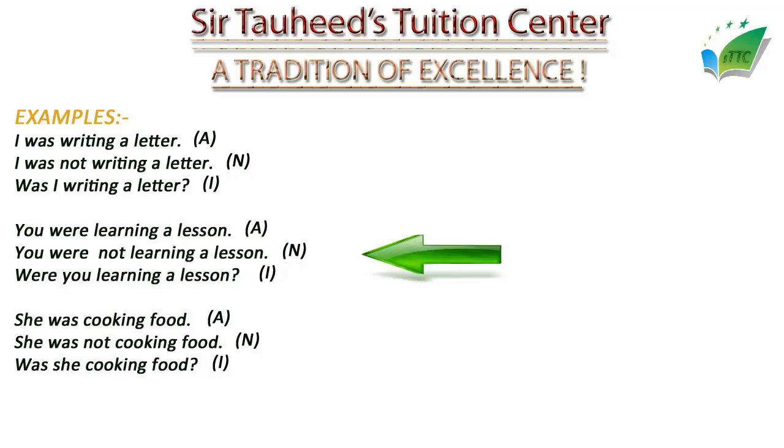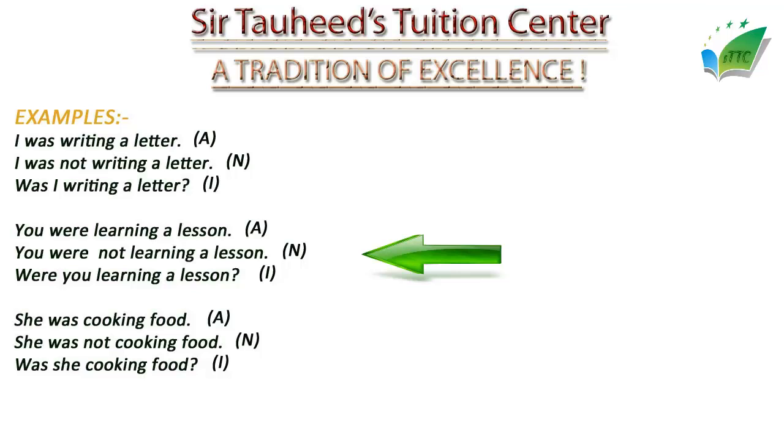Because here the subject is you, which is second person, we cannot use was, so we have to use were. After you we use were. You were. And after the helping verb we have to use the fourth form of the verb. The first form of this action is called learn, and its fourth form is learning. You were learning, and then the object, a lesson. You were learning a lesson. This is an affirmative sentence.